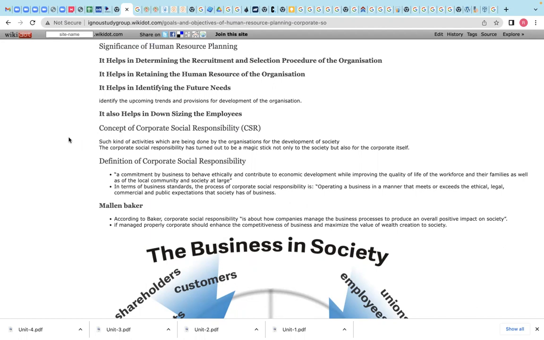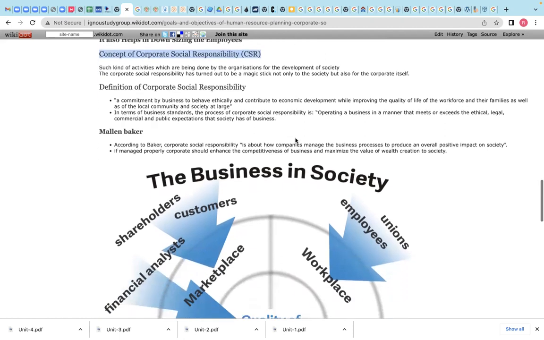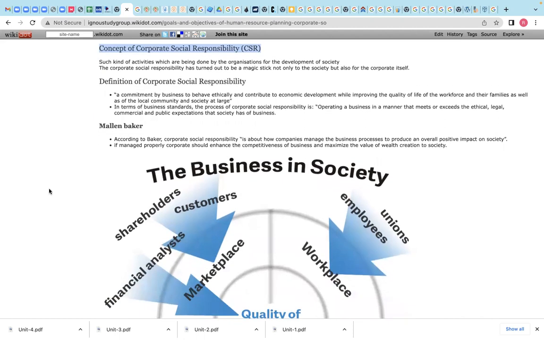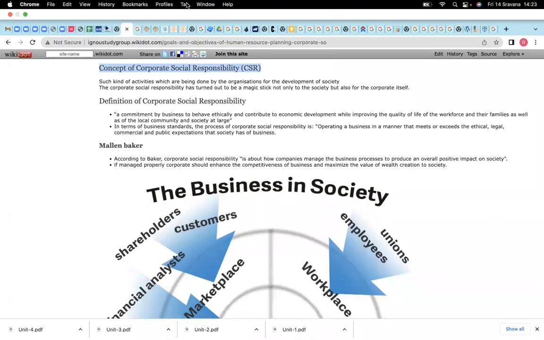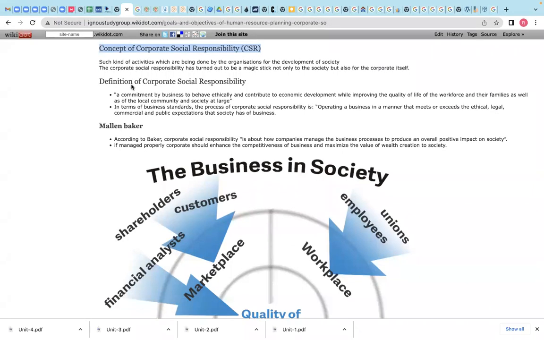So now we are going into the significant part of the unit, which is corporate social responsibility. This is nothing but corporates trying to do certain social activities outside the organization to help the society. So these are kind of activities which are beyond the usual responsibilities or business of the organization. Okay, so first is definition.